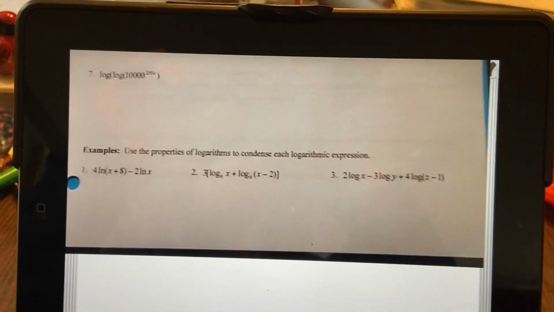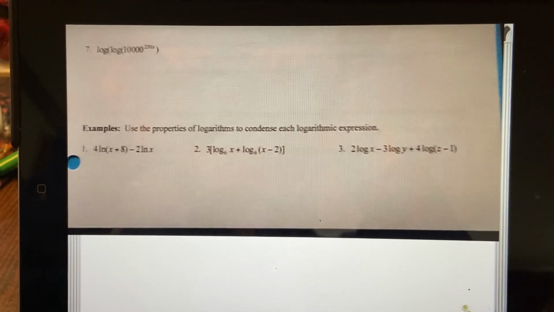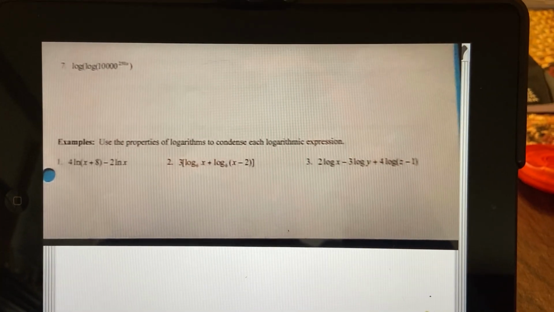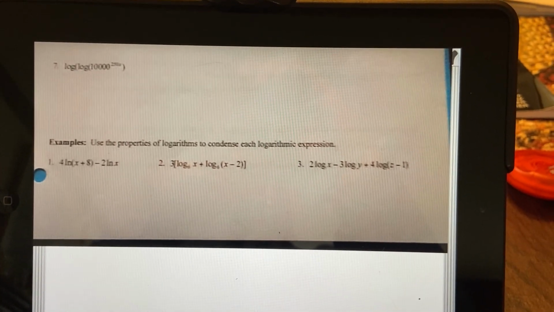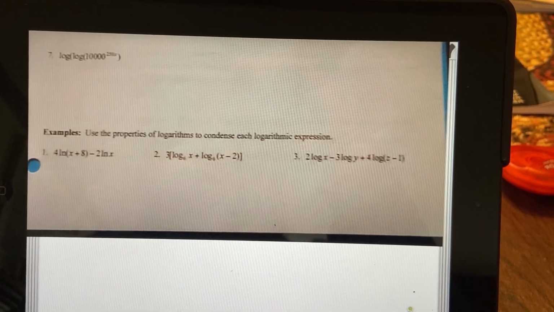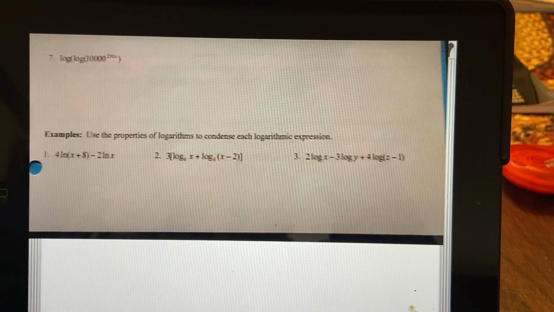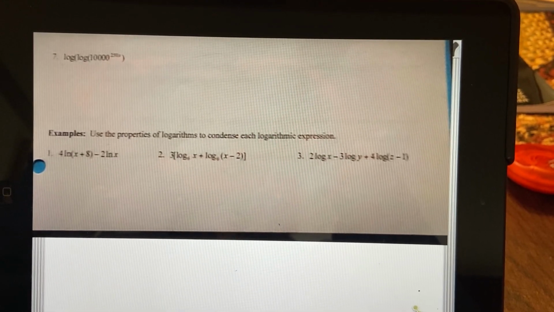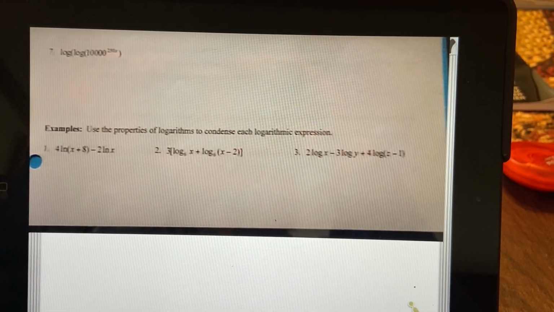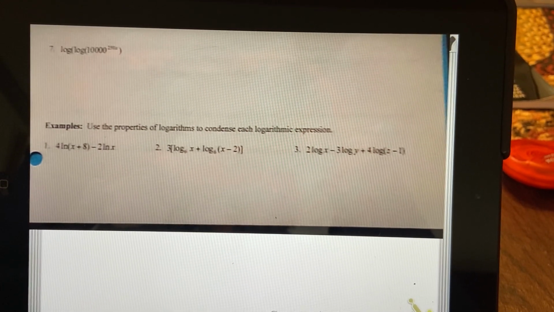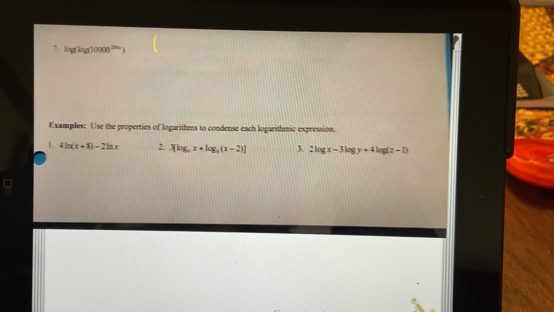All right. So getting to number 7. When I get to this one, I've got a log of a log, and I have 10,000 to the 250x. So they want me to expand that out. So I'm going to work inside out, if you will. Okay, so here we go.